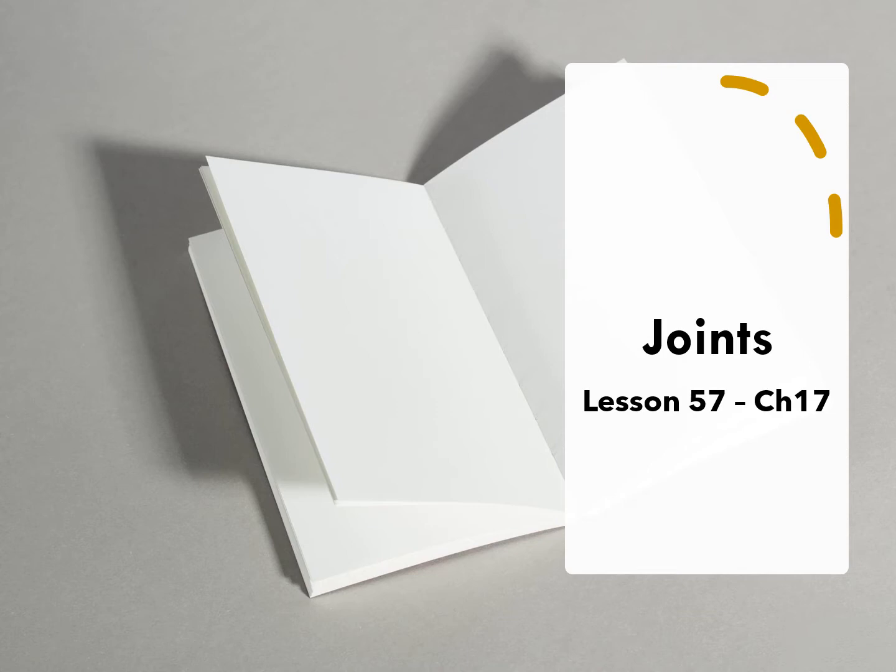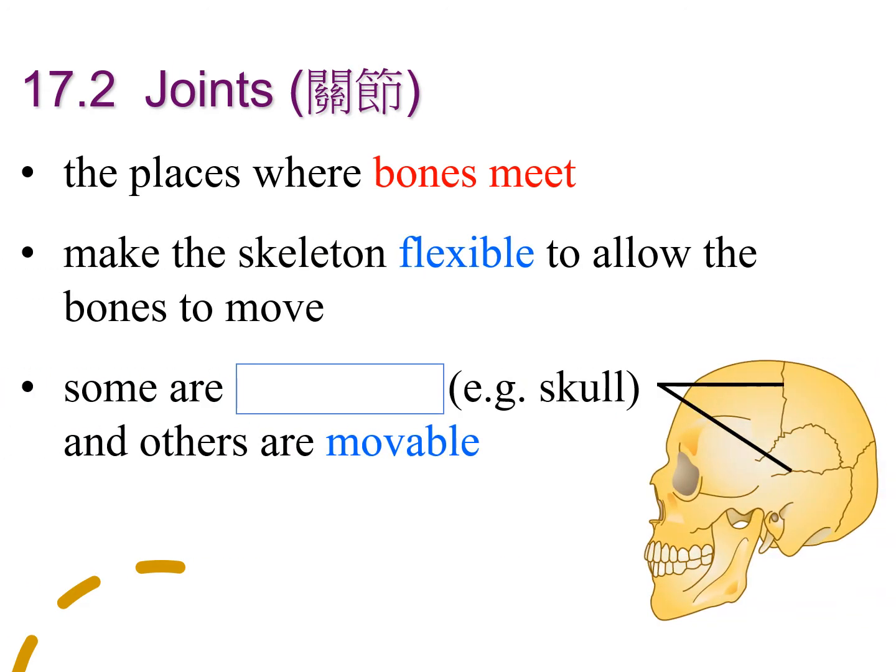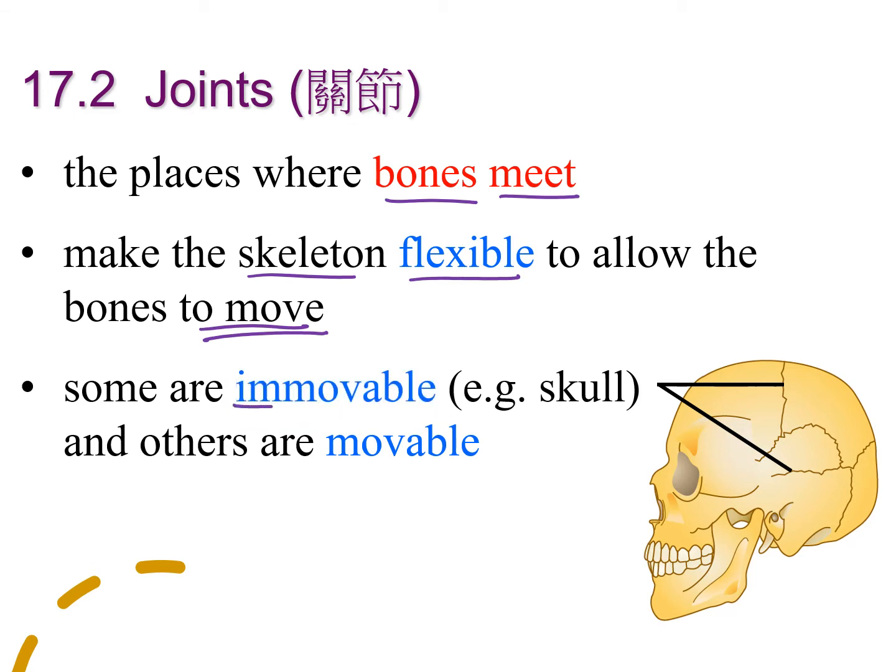Let's start. What are joints? Joints are the place where the bones meet. It helps to make the skeleton flexible for movement. Some of the joints are immovable joints. They are not able to move, such as between each of the small bones in the skull. These are the immovable joints, while others are movable joints.